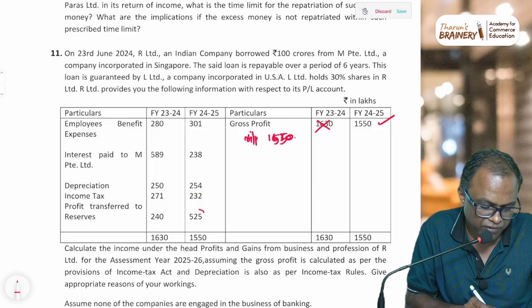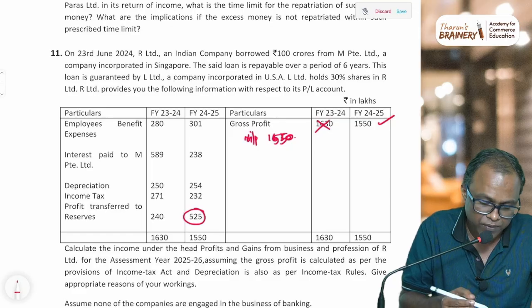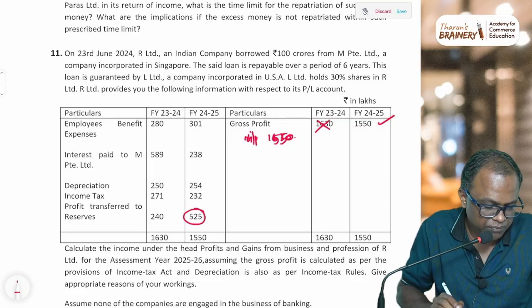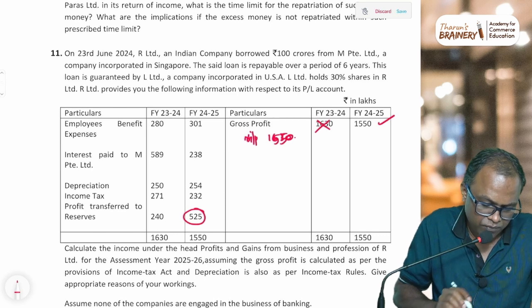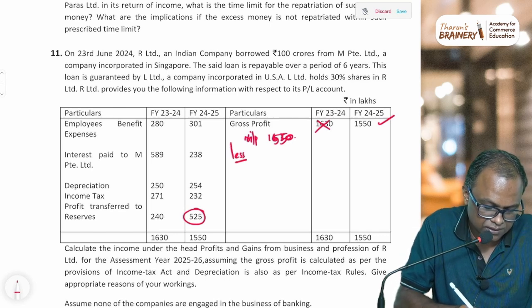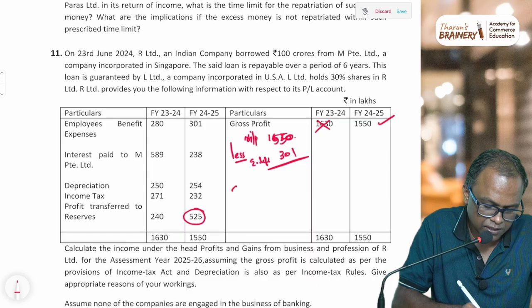If we are taking this 525, we have to add back all these things. If we take the gross profit, we have to reduce only the employee benefit, so that we will get the EBITDA directly. That is, employee benefits we have to reduce, that is 301. So we will get the EBITDA.